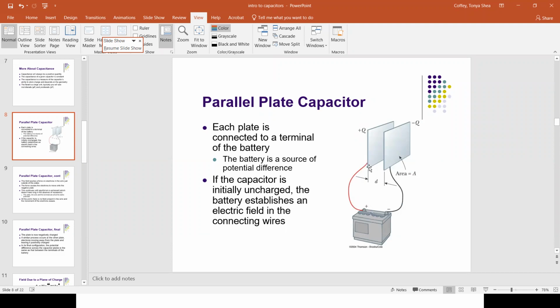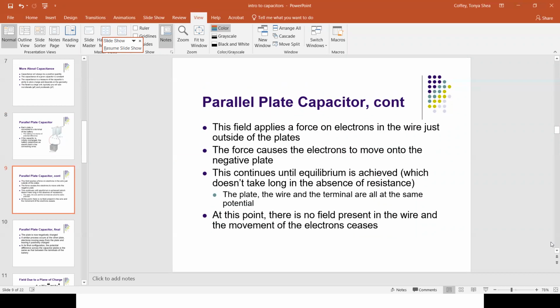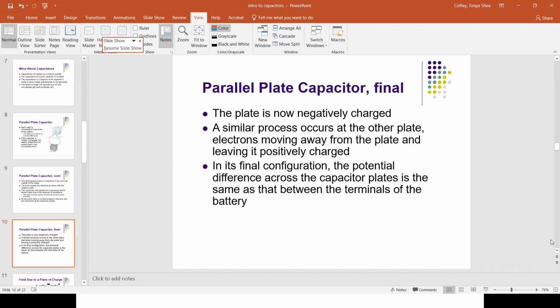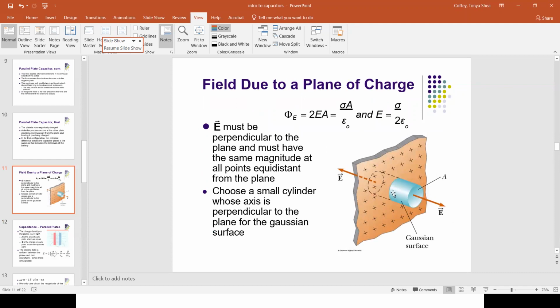Now that voltage across the plates, as I said, is going to equal in magnitude the voltage between the battery terminals. Okay, now once that voltage is achieved between the capacitor plates, equal to the magnitude of the voltage across the battery, then that is going to be equilibrium. And that will mean that no current will continue to flow in the circuit and it'll stop, and you'll have a net static charge on your capacitor plates. Now, once that happens, you're going to have a positively charged plate and a negatively charged plate.